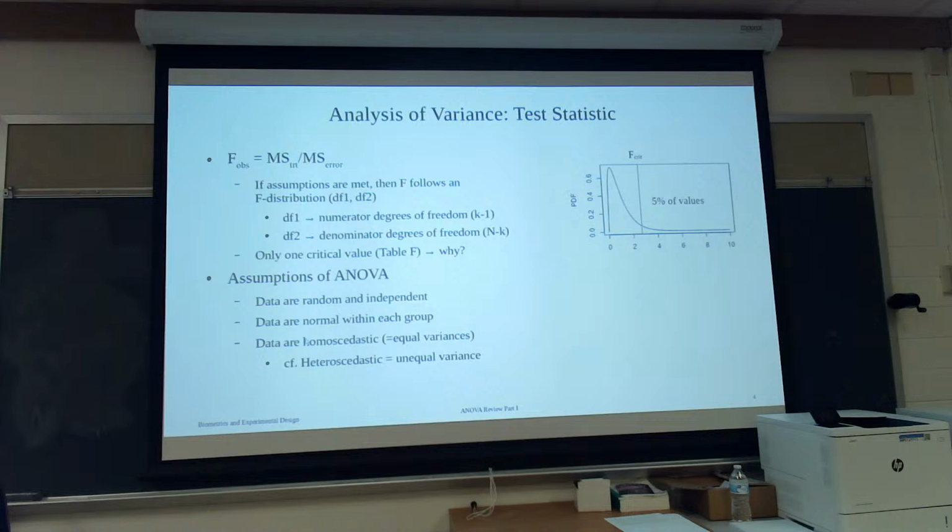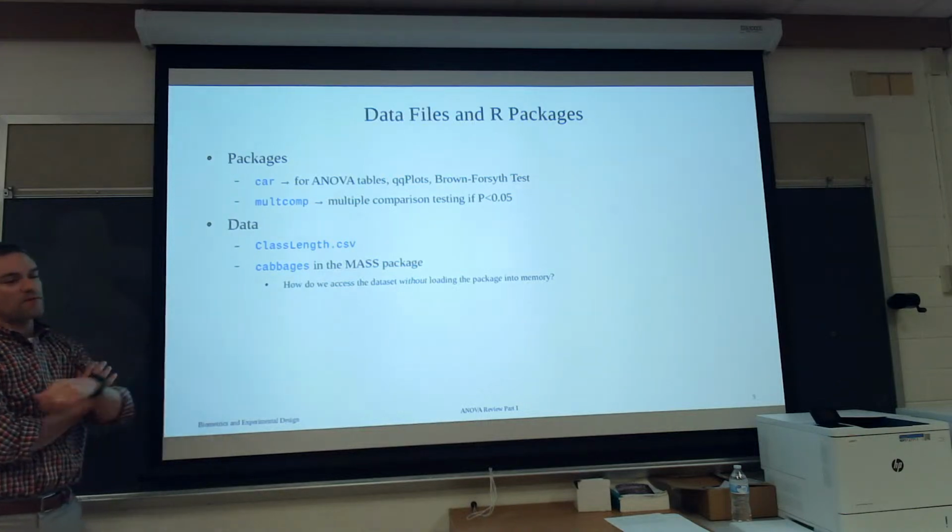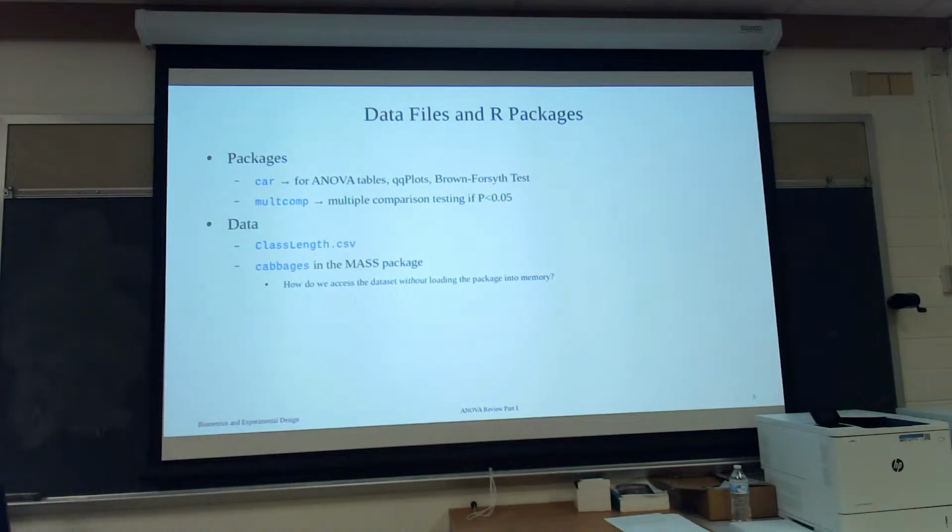All right? The alternative of homoscedastic is heteroscedastic. All right, so what are we going to use? We're going to use the car package. We're going to use that to generate our ANOVA tables, also to do our QQ plots and the Brown-Forsythe test. We're going to use the multcomp package. It's a multiple comparison package. All right, and then our data sets will be ClassLength.csv, and we're going to use the cabbages data set.